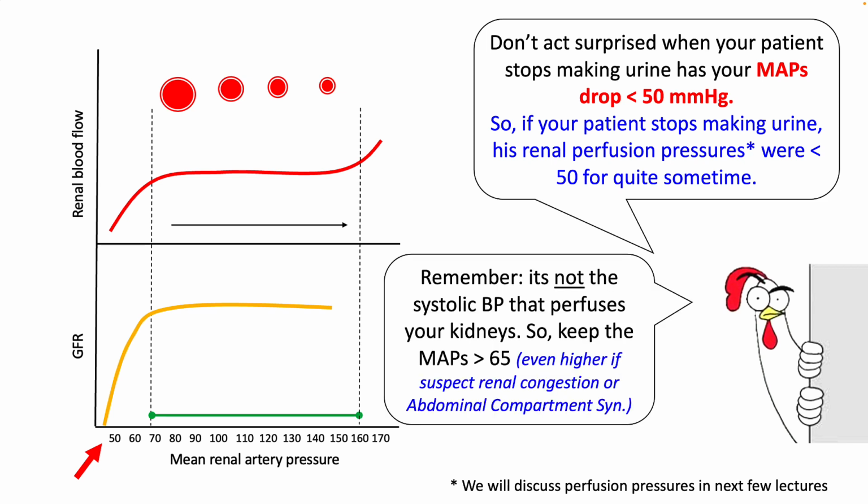Remember that it's not the systolic blood pressure that perfuses the kidney, it's the mean arterial pressure. So make sure that you keep your mean arterial pressure more than 65. And in certain situations like renal congestion and abdominal compartment syndrome, you might have to keep the MAPs even higher.